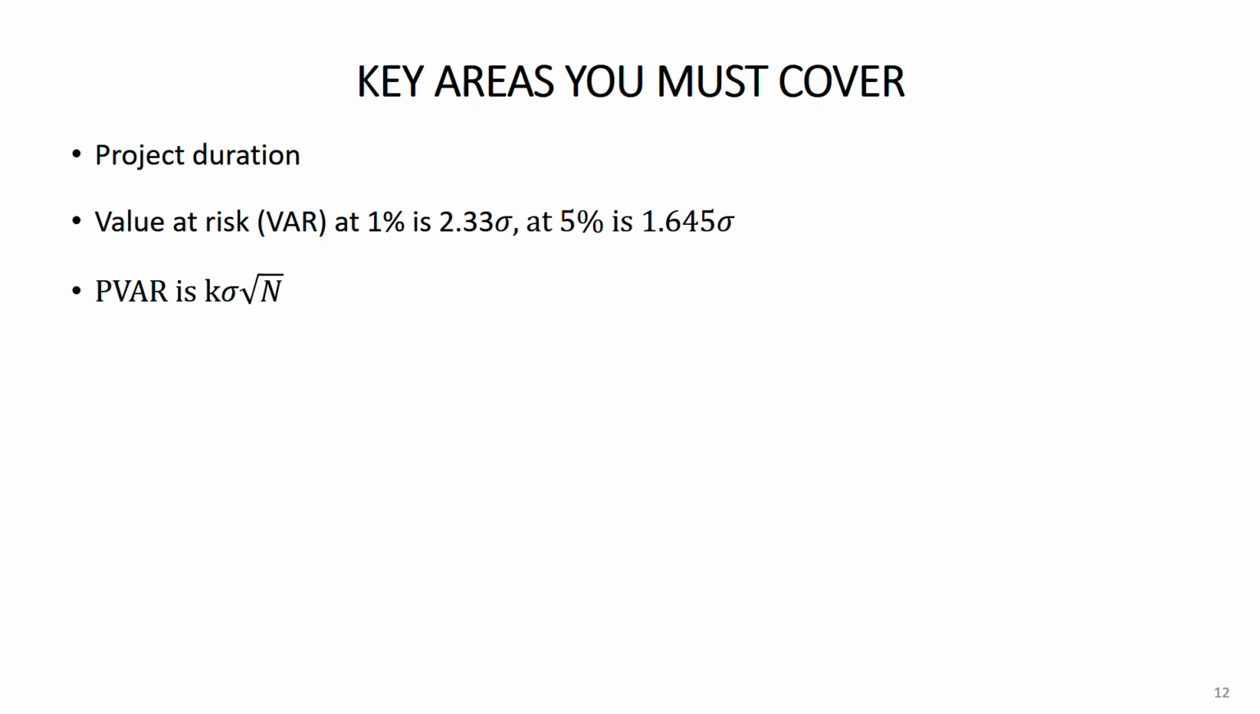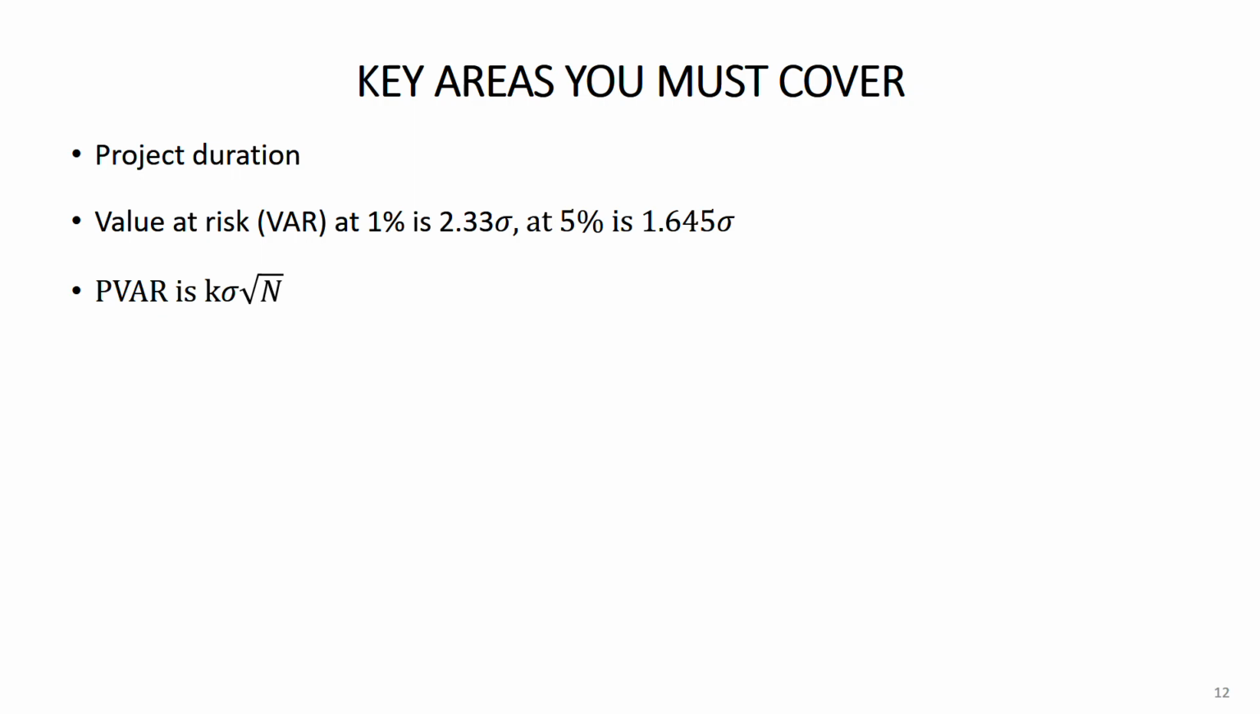And one more thing, when you're given value at risk, just make sure you understand the way they ask. They could ask value at risk at 1% probability, or they could ask at 99% confidence level, right? 99% confidence level or 1% probability is the same thing. 95% confidence level and 5% probability is the same thing. So don't get confused by the confidence level and the probability. Make sure that you know how to interpret the question.